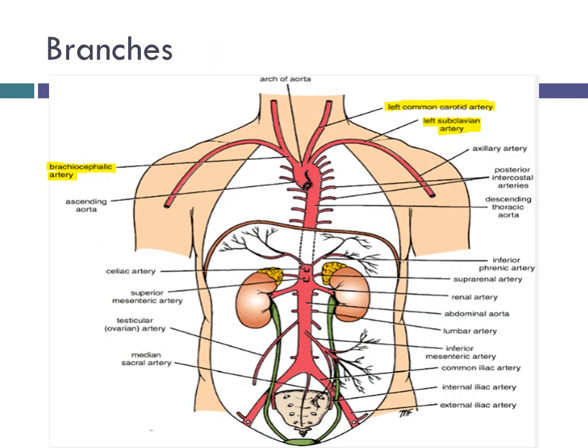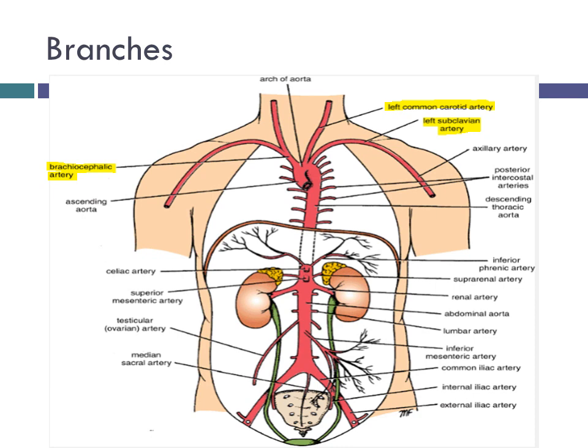The important branches of the arch of the aorta are the brachiocephalic trunk, the left common carotid artery, and the left subclavian artery. The brachiocephalic trunk is the largest and the first branch of the arch of aorta. After arising from the arch, it moves towards the right side and it gives rise to the right common carotid and the right subclavian artery.